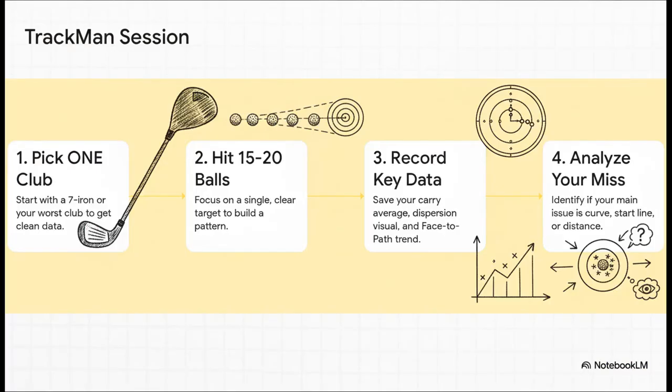Your next trip to the range shouldn't just be a workout. It should be an investigation. Pick one club, just one, to get a clean set of data. Hit about 15 to 20 shots to a single target. Then stop and actually look at the data. What's your average carry? What's the pattern look like? What's the main reason for your misses? This kind of focused approach gives you real, actionable feedback you can actually use.